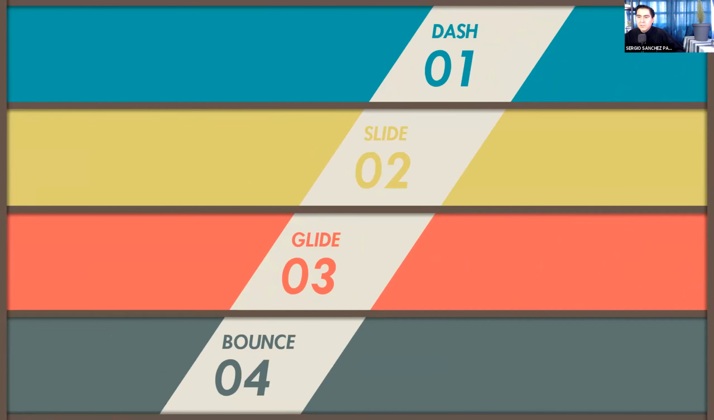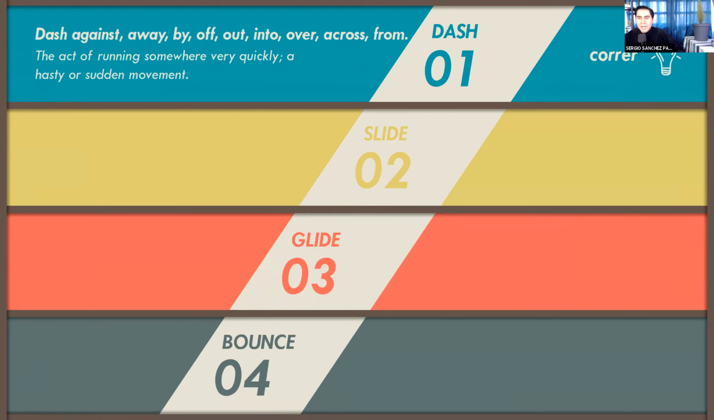And for today, I'd like to discuss how I have developed some materials for the verbs dash, slide, glide, and bounce. So dash is commonly used with some prepositions such as against, away, by, off, out, into, over, across, and from. Dash refers to the act of running somewhere very quickly, a hasty or sudden movement.